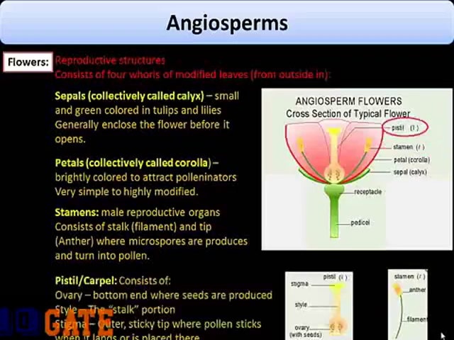Next, pistil or carpel, which consists of the ovary, the bottom end where seeds are produced, the style, which is the stalk portion, and the stigma, which is the outer sticky tip where pollen sticks when it lands or is placed there.